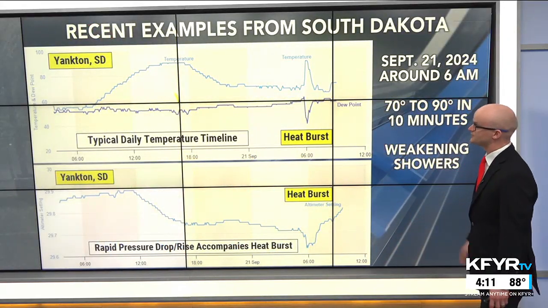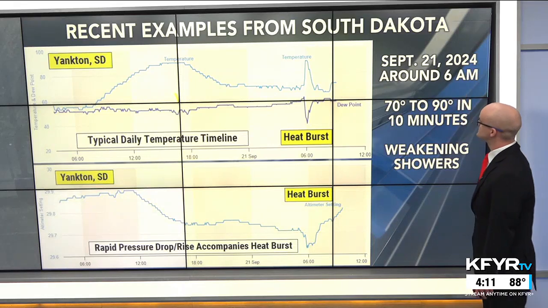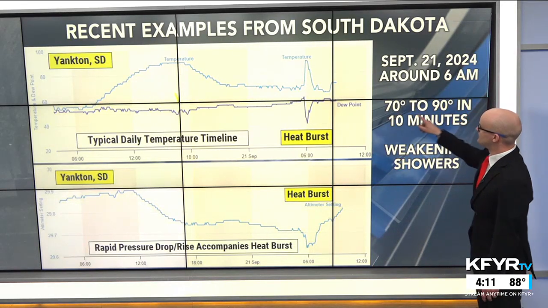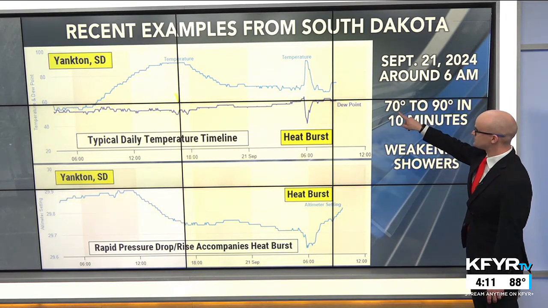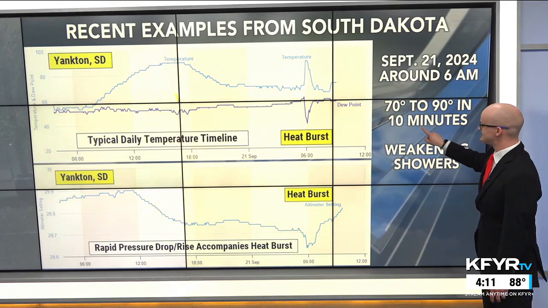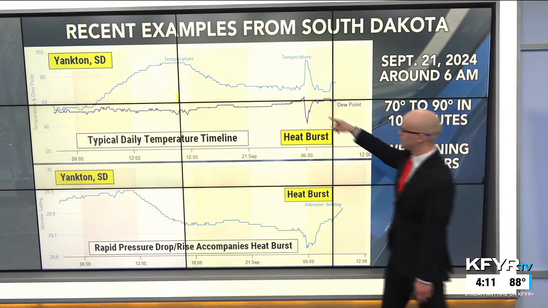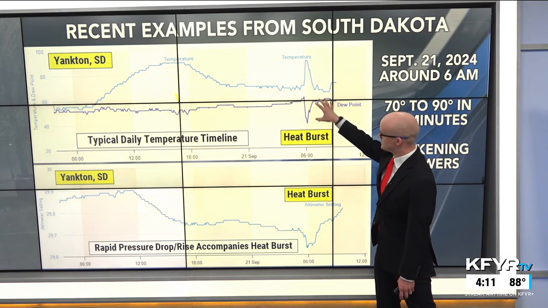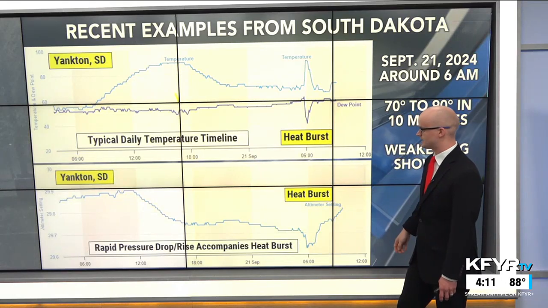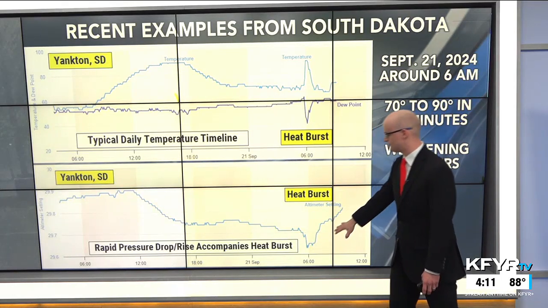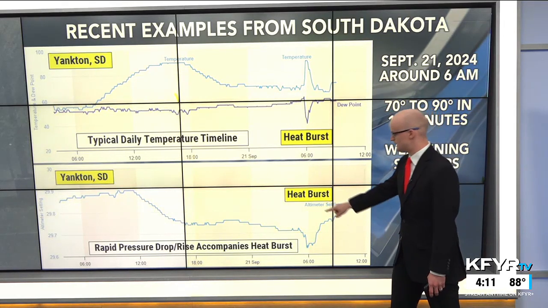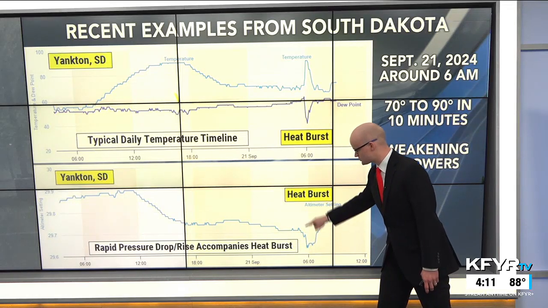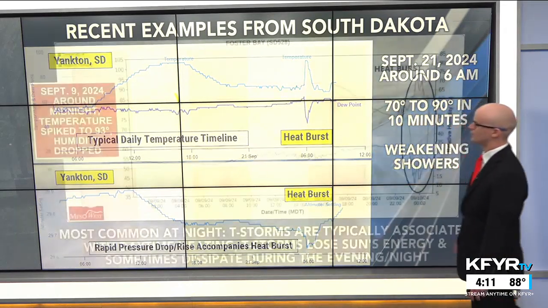This was an example from Yankton, South Dakota last weekend. Around 6 a.m., the temperature went from 70 to 90 degrees in 10 minutes with weakening showers nearby. The dew point tanked as well. So with that dry air coming down to the ground underneath that dying thunderstorm and showers nearby, the atmospheric pressure dropped and then rose quickly as well.